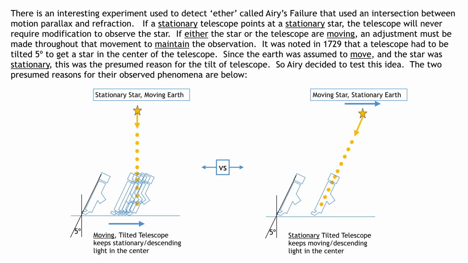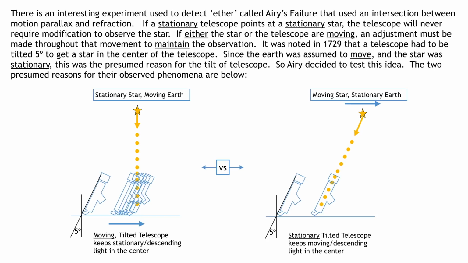The 2 presumed reasons for the observed phenomenon are below. The first postulate was that you had a stationary star and a moving Earth, and the second one was that you had a moving star and a stationary Earth. So: stationary star, moving Earth; moving star, stationary Earth.